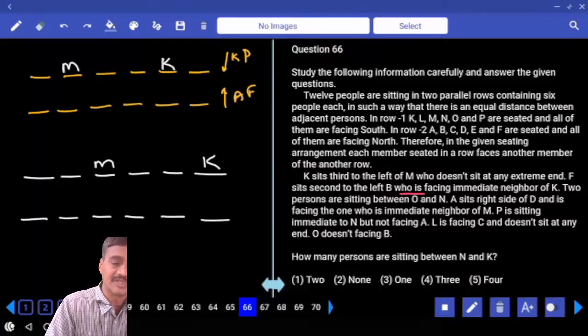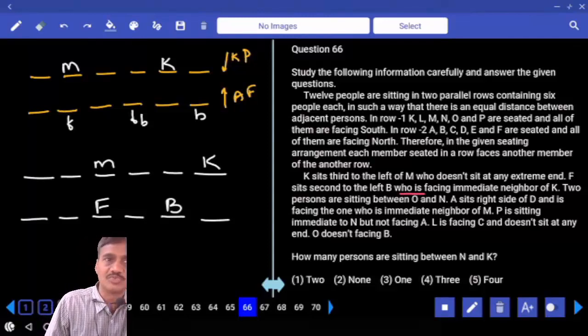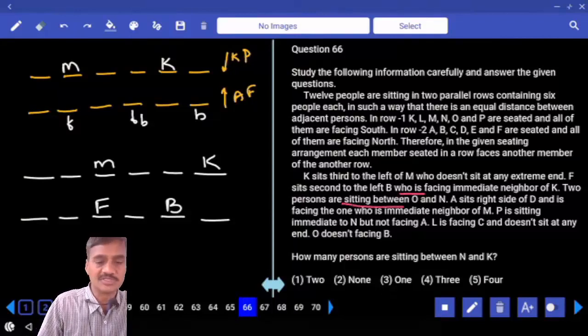B is facing an immediate neighbor of K, B is here. Now if B is here, F sits second to the left of B, F is here. That is M and F are opposite to each other. And again coming back to this one, now B is an immediate neighbor, means if B is here, F is here. That is one possibility. And in the other possibility, if B is here then F will be here, that is the second possibility. Now in the first case we are left with two possibilities, whereas in the second one we are left with only one. And two persons are in between O and N. Now in between O and N, how many persons are there? There must be exactly two people.